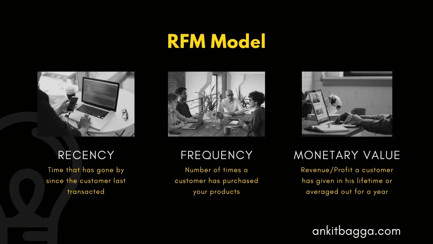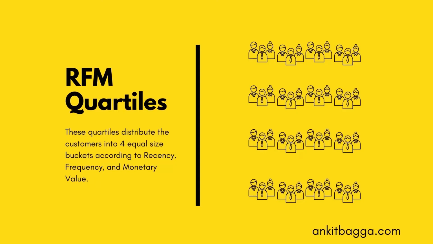So in this model, what we are planning to do is to have the recency, frequency, and monetary values for all the customers that we have in our database first, and then we'll be doing quartile distribution, that is dividing the entire customer base according to recency, frequency, and monetary value into 4 equal size buckets. Post that, what we'll be doing is we'll be assigning them scores basis their recency, frequency, and monetary values.